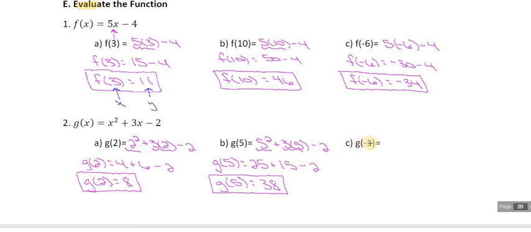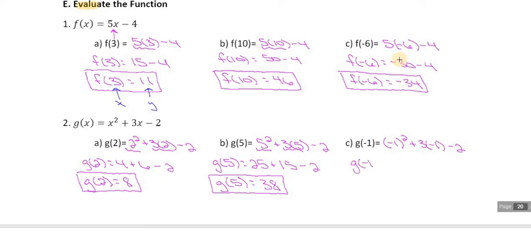And again, when plugging in negatives, we have to be super careful, particularly when exponents are involved. So we're plugging in -1 for x. So we've got (-1) being squared plus 3 times (-1) minus 2. Notice the use of parentheses. Every time I plug in a negative number, I'm going to use parentheses.